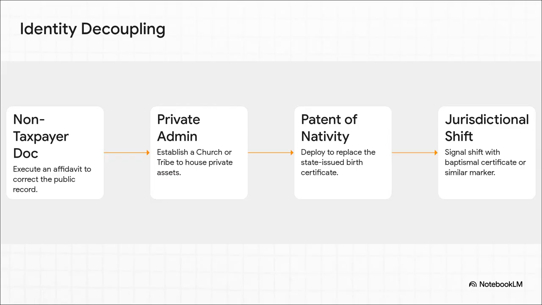So how is this shift executed? The protocol outlines 4 key actions. First, execute a non-taxpayer affidavit to correct the public record. Second, establish a private administrative body, like a church or tribe. Third, deploy a patent of nativity to serve as an alternative identity document. And finally, signal that jurisdictional shift using something like a baptismal certificate.